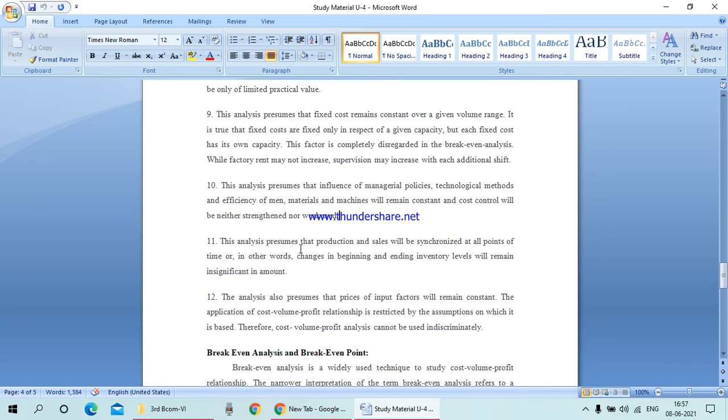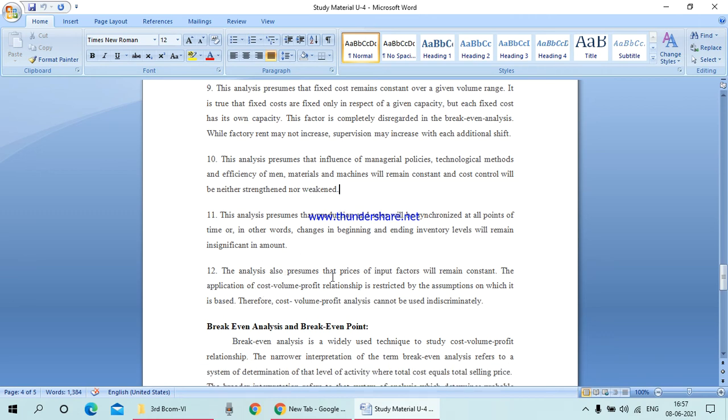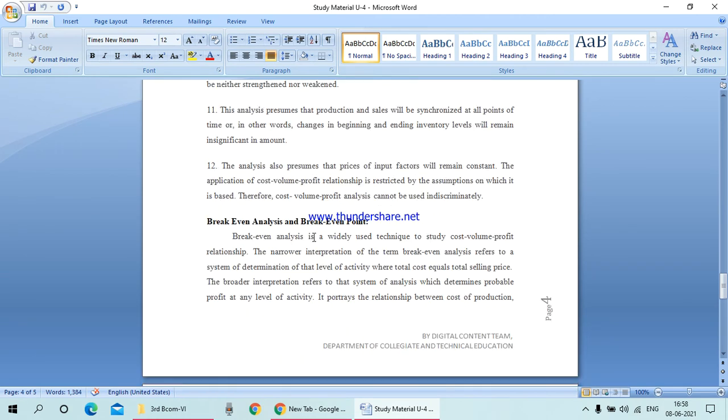This analysis presumes that production and sales will be synchronized at all points of time, or in other words, changes in beginning and ending inventory levels will remain insignificant in amount. The analysis also presumes that prices of input factors will remain constant. The application of cost volume profit relationship is restricted by the assumptions on which it is based. Therefore, cost to volume profit analysis cannot be used indiscriminately. So all these are the assumptions of cost to volume profit analysis.